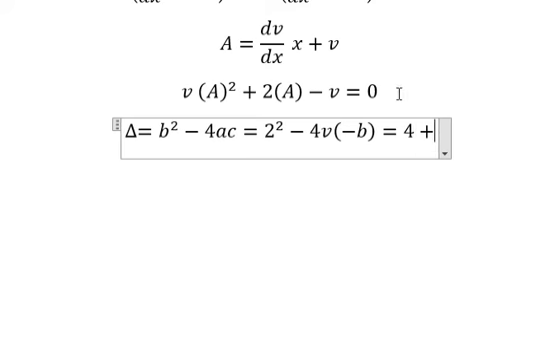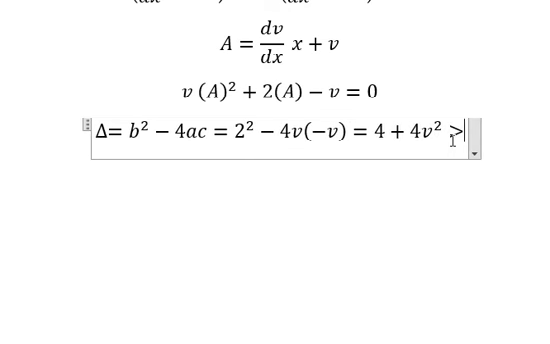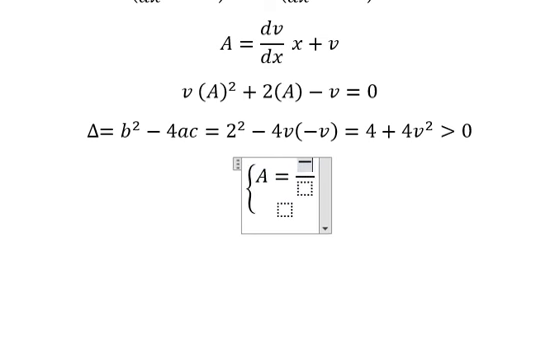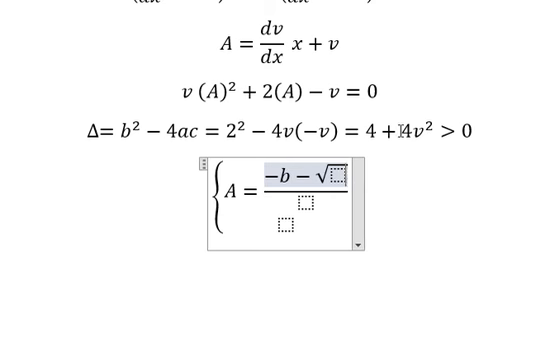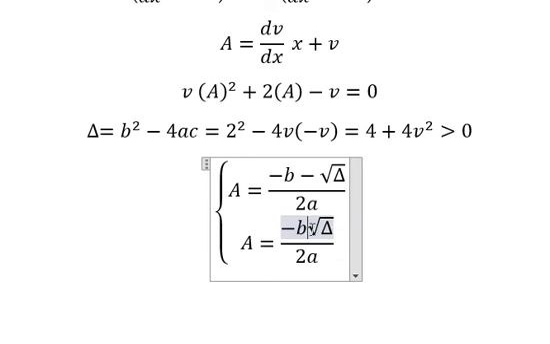So we have 4 plus 4 v squared. We know that v squared will provide a positive number. So in this situation, we will have 2 solutions because this one is greater than number 0. So we will have A equal to negative b minus the square root of delta over 2a. And the second one is positive.